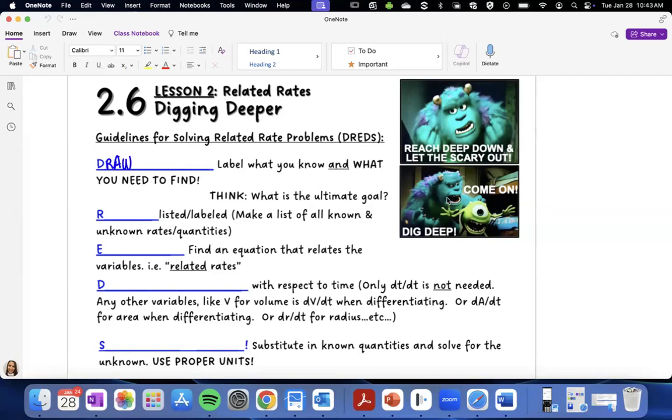Okay, draw a picture. Label what you know and what you need to find. You want to ask yourself, hey, what is my ultimate goal? Okay. The next thing, for R, it's all about the rates. You're going to list and label all of your known and unknown quantities.